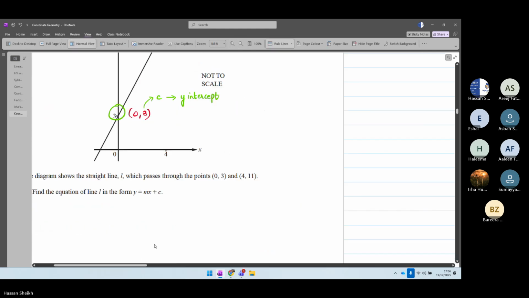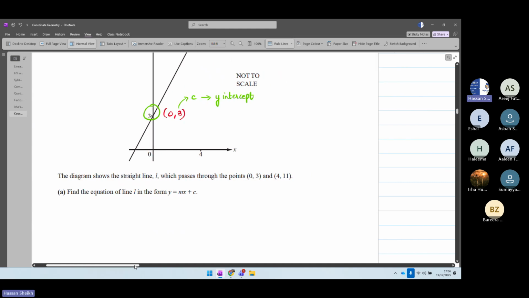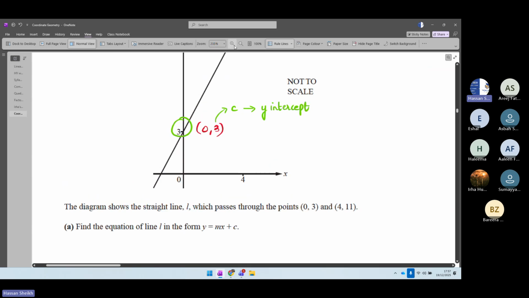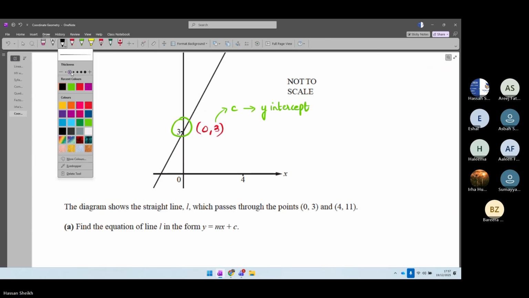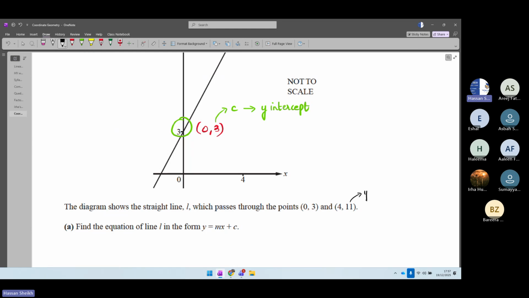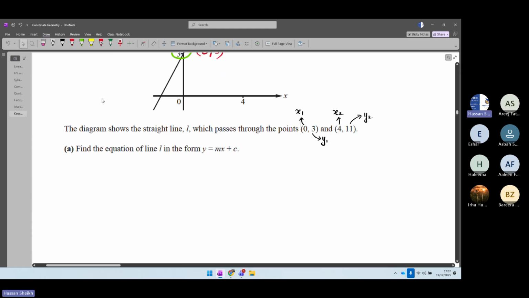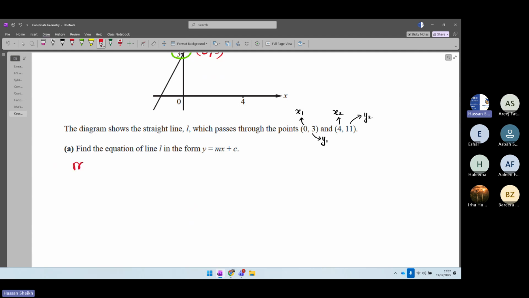Okay, let's see what they want from this line. The diagram shows the straight line which passes through the point 0 comma 3 and 4 comma 11. Now let's be wise here. Let this 11 be y2, then this 4 would become x2, this 3 would be y1, and this 0 would be x1. They want you to find the equation of the line in the form y equals mx plus c. Before that, I need to find m, which is y2 minus y1 over x2 minus x1.